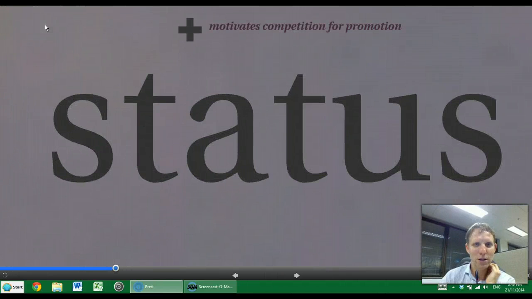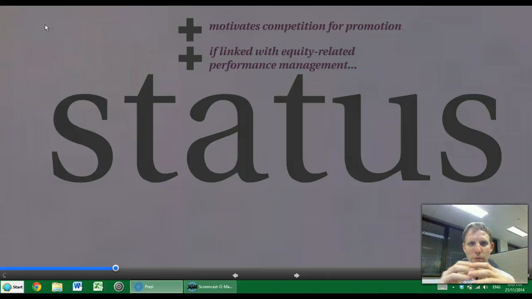promoted. In terms of status, it tends to motivate competition for promotion because everyone wants to get up that increment. And of course, that kind of competition is healthy for productivity and performance and for creativity and ideas and drive. And if it's linked to equity-related performance management, that is, that you get an increase in status not simply for hanging on, the seniority thing, but for actually doing a highly specified task, reaching a sales target, for example, then it's also good for the company.